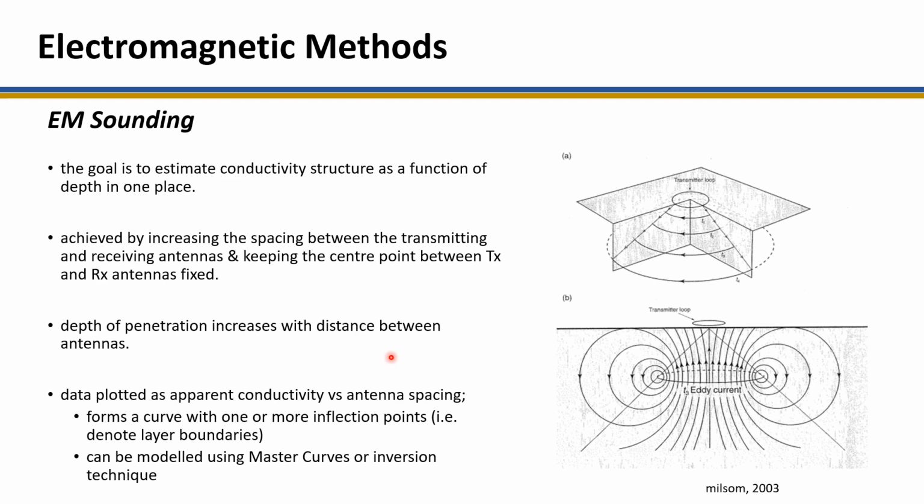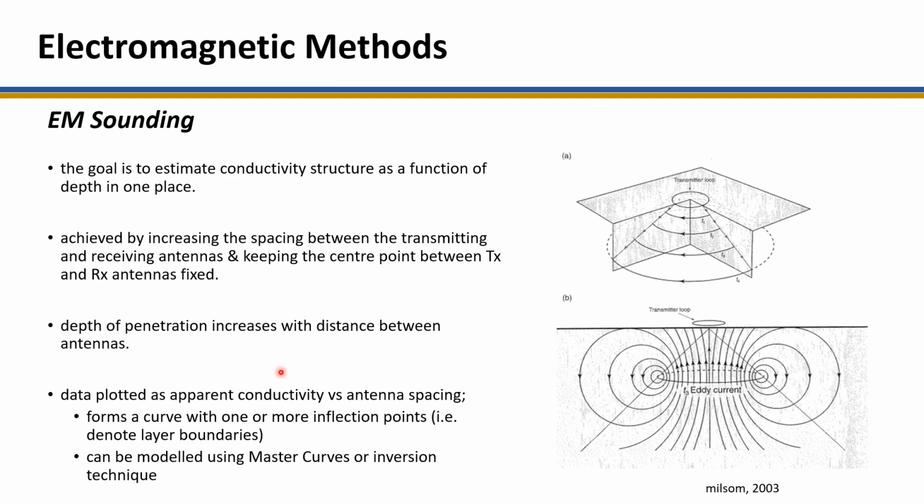As mentioned before, the depth of penetration of an electromagnetic field depends on the spacing between the transmitting and receiving antennas or coils. The greater the spacing between the coils, the deeper the field will penetrate. This is because the electromagnetic field will attenuate as it propagates through the subsurface. The attenuation of the field is greater for shorter wavelength, which means that the field will penetrate less deeply for shorter spacing between antennas. Data is plotted as apparent conductivity versus antenna spacing.